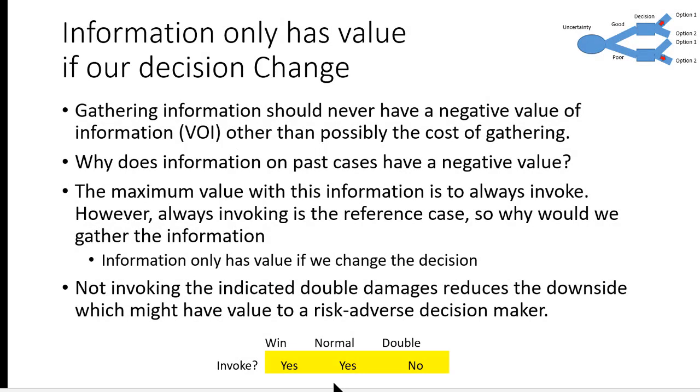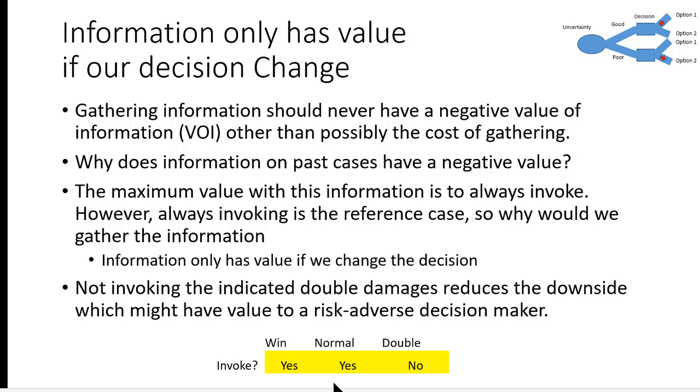Information only has value if our decision changes. So gathering information should never have a negative value of information, other than possibly the cost of gathering. So why does information on past cases have a negative value? The maximum value with this information is to always invoke. However, always invoking is the reference case, so why would we gather the information? Once again, information only has value if we can change the decision.